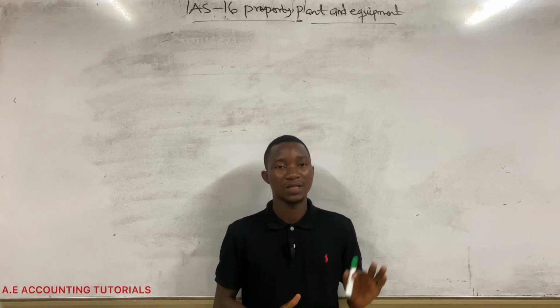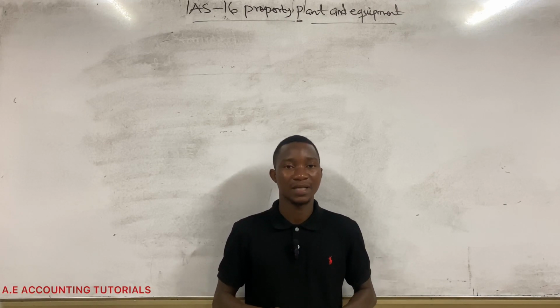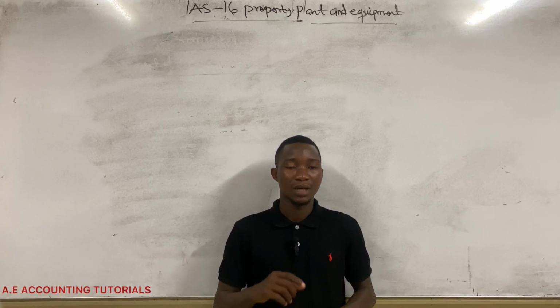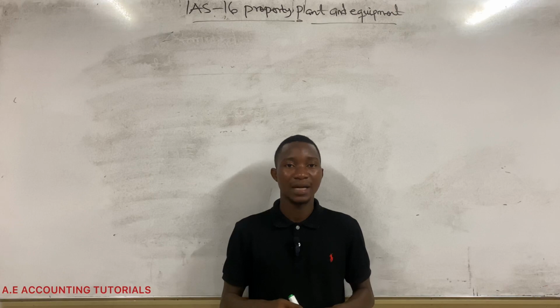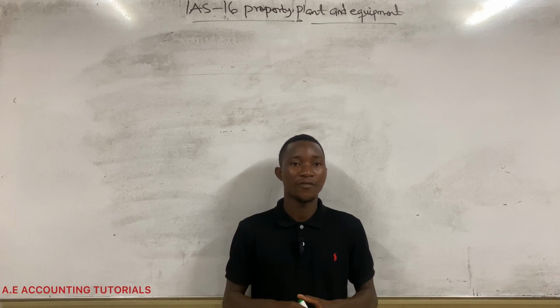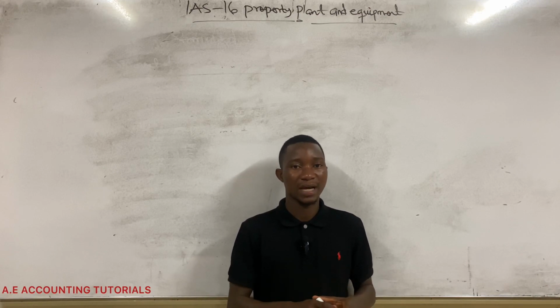Today we are continuing our series on IAS 16 Property, Plant and Equipment. In this video, I want us to look at the format of the PPE schedule. That is the format of the Property, Plant and Equipment schedule. This schedule is a tool used in published accounts in determining the carrying amount of PPE items that will be recognized in the final statement of financial position.